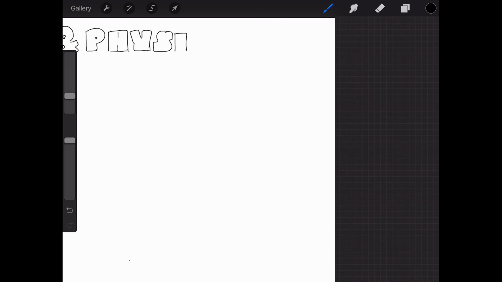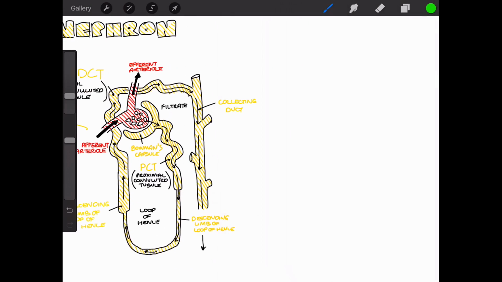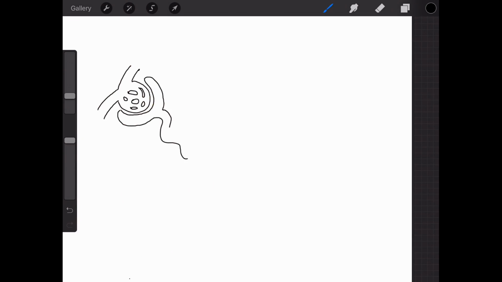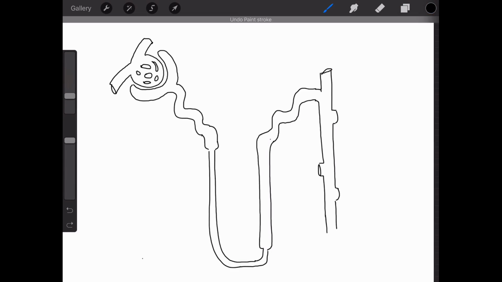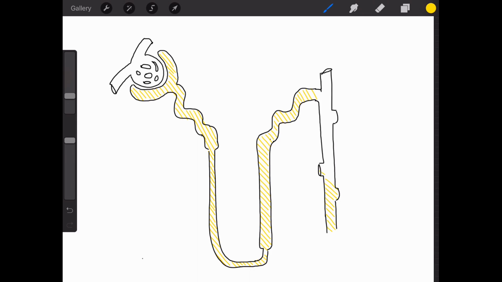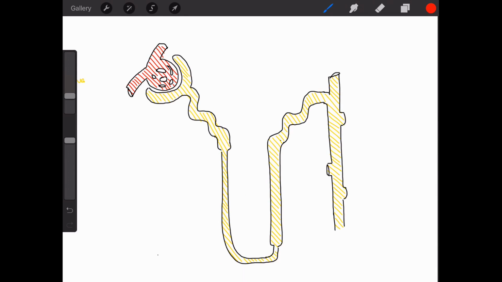In the last video, I spoke about the anatomy of the kidney and the nephron, so now we're going to talk about what happens. So here's a quick schematic of the nephron itself. The blood vessels that bring blood in are called the afferent arterioles, and then those that leave are the efferent arterioles, and this big ball of capillaries is called the glomerulus.